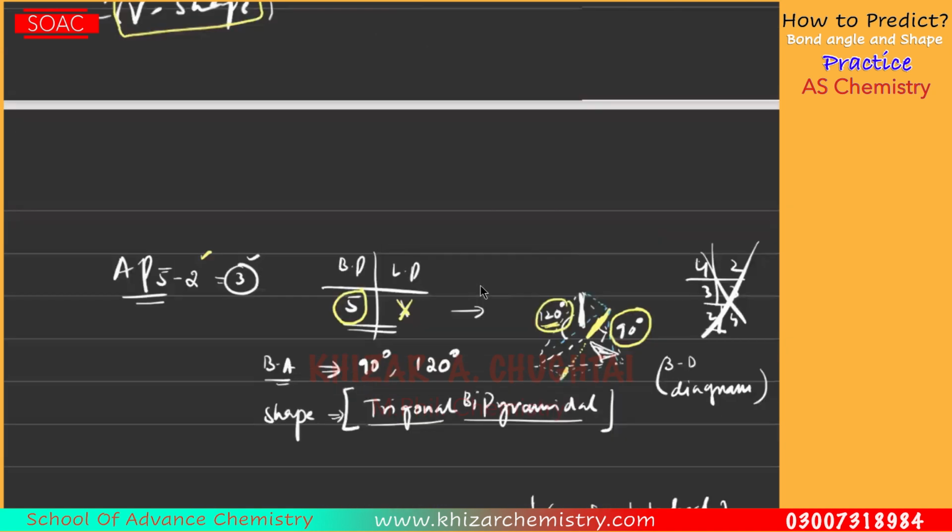So its shape is trigonal bipyramidal. So basically, if you are going to draw this shape, then there are three lines lying at 120 degree, right?